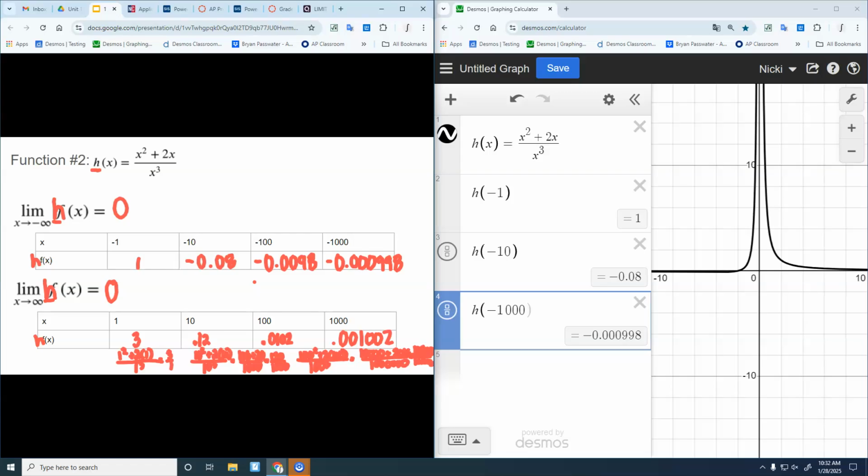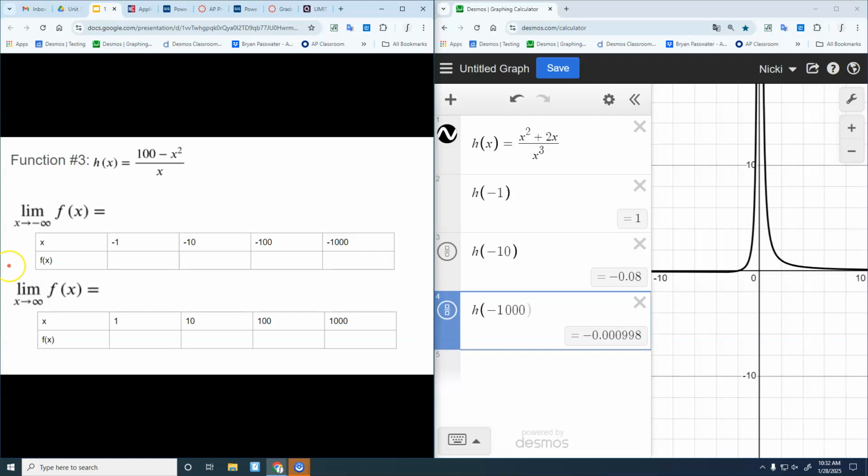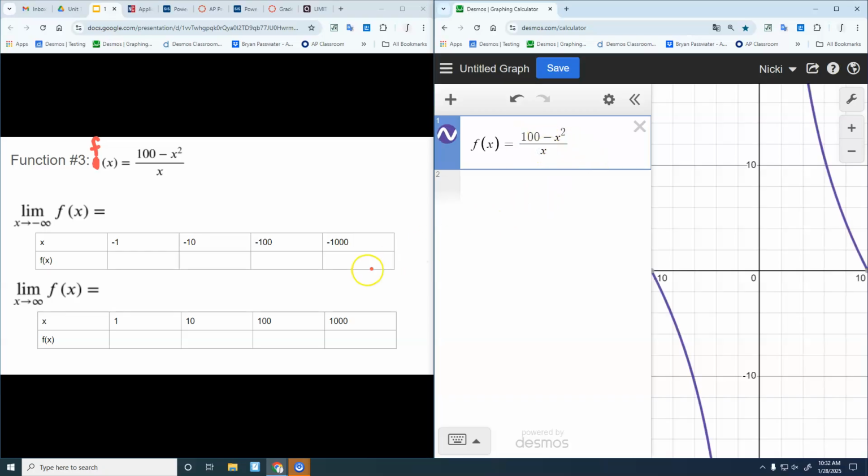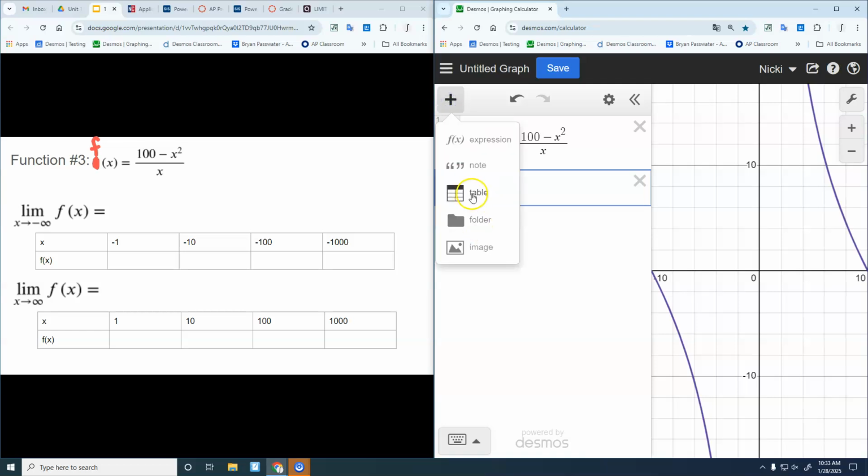We will find out. Good question to ask yourself right now. We're going to find out. It seems like 0 is happening a lot. But let's look at this one. I've done the same thing here. Let's just change this to an F this time. I've got F of X equals 100 minus X squared over X. So we'll do this.